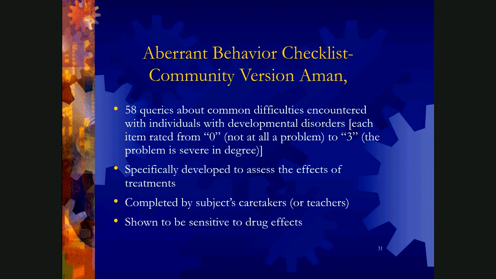It says community version because when it was developed originally, it was developed for people who lived in institutions, residential, and it was developed for individuals who have intellectual disabilities, and then it was modified for individuals who have autism. So community version because now we have a lot of individuals who live in the community. They're not all in institutions.